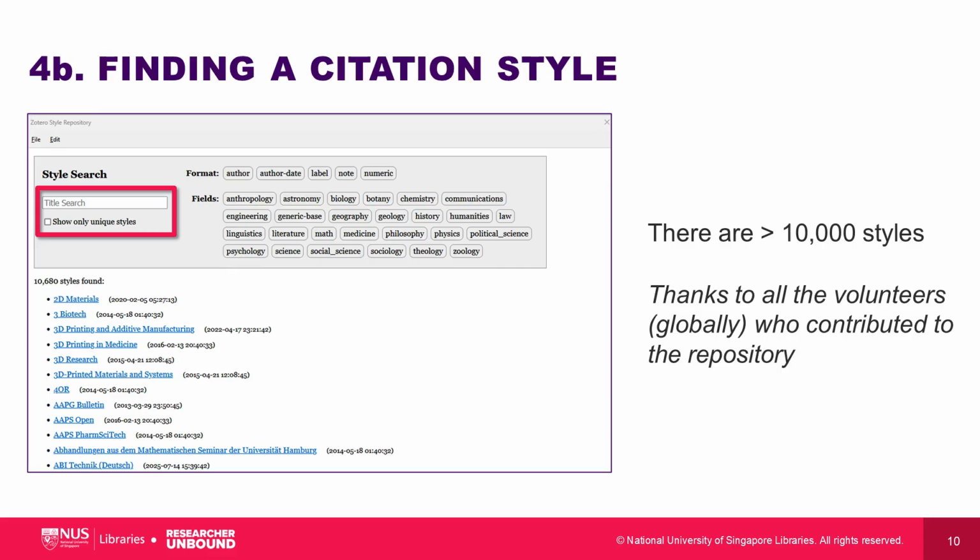Step 4b. On finding a citation style. There are more than 10,000 citation styles available in Zotero, thanks to the volunteers around the world who contributed to the repository. Use the search function to find what you need.